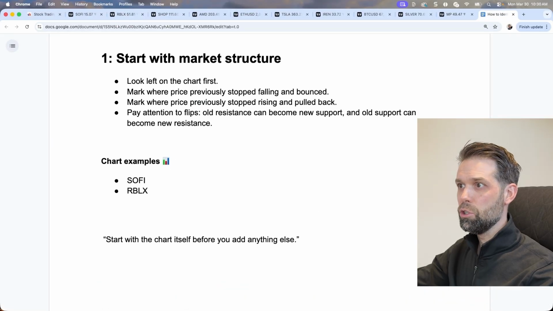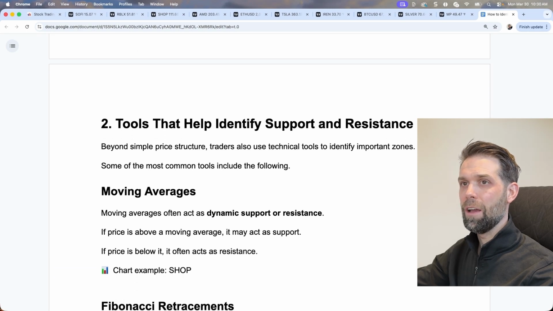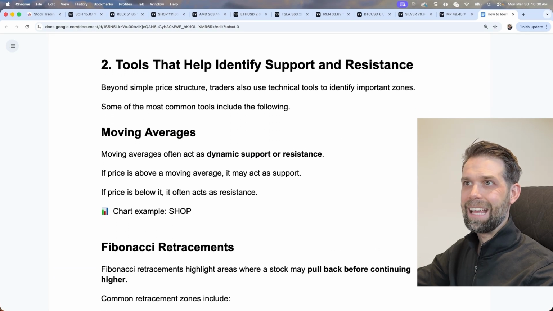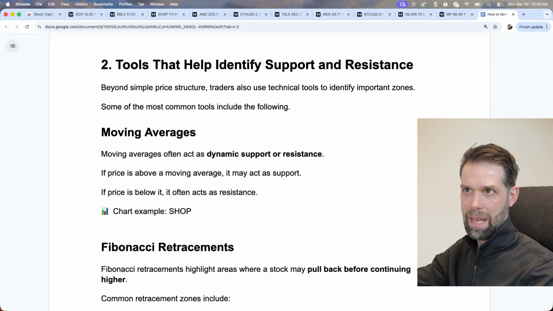So after you do just basic market structure, there are several tools that can help you identify support and resistance that a lot of traders use.